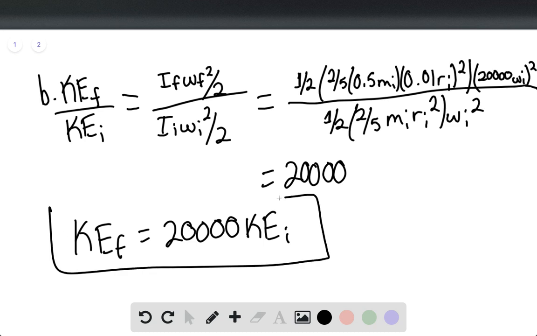So this will be our final answer for the ratios of the final and initial kinetic energies. That is the end of the solution.